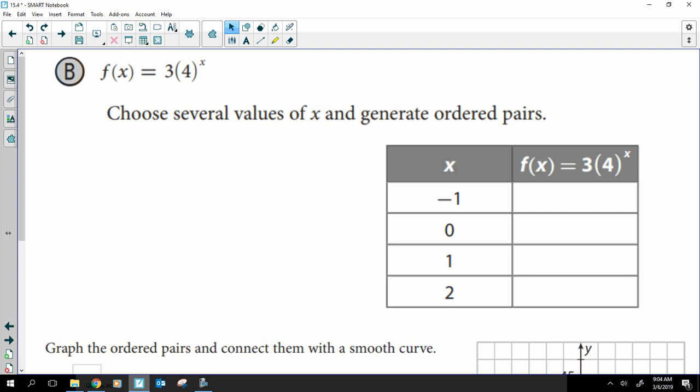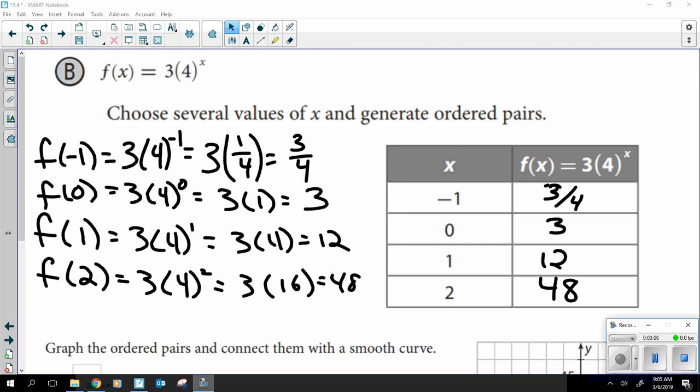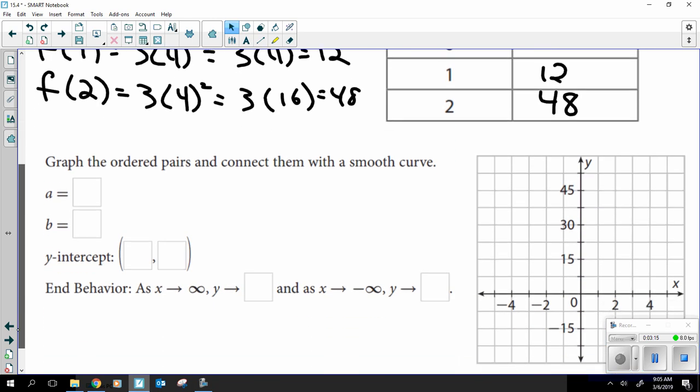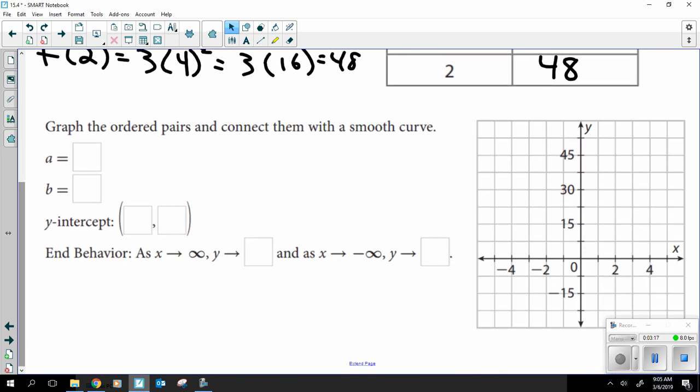Here's this one, all right? So f of x equals 3 times 4 to the power of x. There's the numbers that we're going to use. I'm going to pause the video, and I'm going to generate those numbers for you. I'll work them out, and okay, so there's -1, 0, 1, and 2 worked out for you. Go ahead and write those in, and I'm going to come down here. I'm going to graph these, and then I'll come right back, and we'll go ahead and answer all these questions.